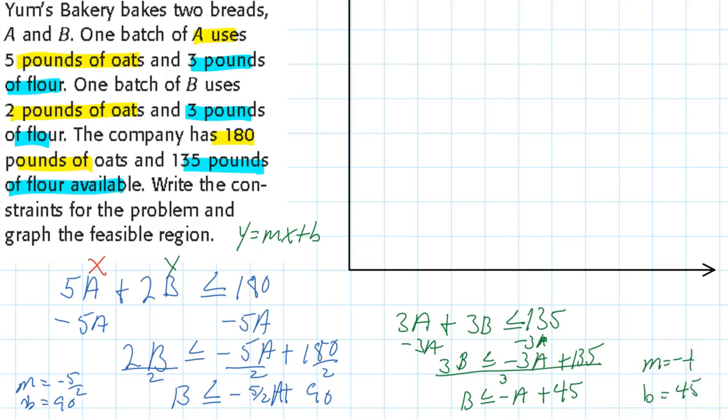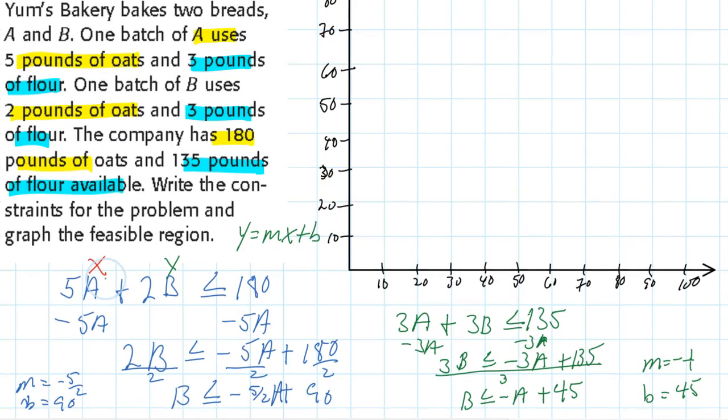Now I need to set up my graph. I'm going to count by 10, 10, 20, now I'm going to label my graph. We said that bread A are the X values and bread B are the Y values. So down at the bottom, I'm just going to label it bread A, and on the side, I'm going to label it bread B.